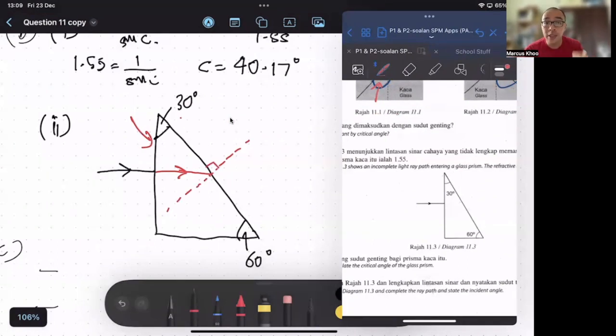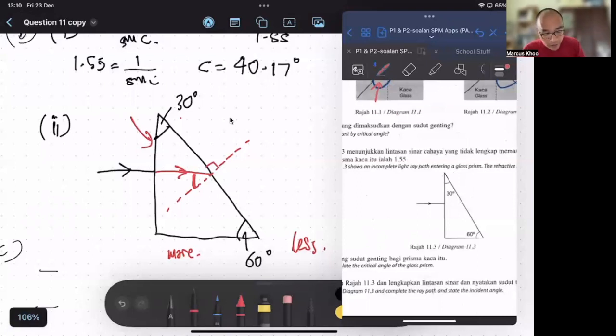Okay, and so the question now is, because this is going from more optically dense to less optically dense, is it going to refract, which means it will go like this, or is it going to be 90 degree refraction, or is it going to be totally internally reflected? Okay, and so how do you know this? You have to determine what this angle over here is. This is the angle of incidence.